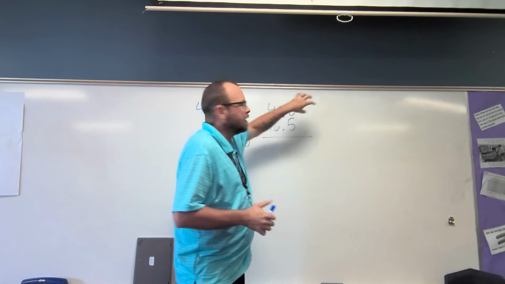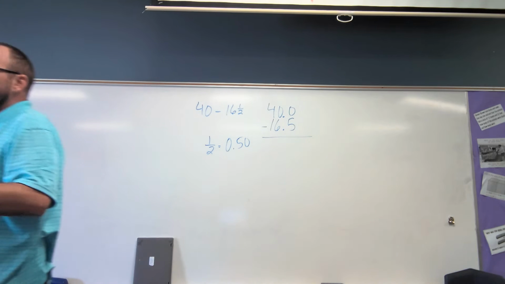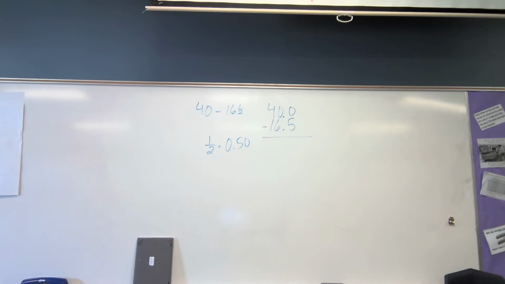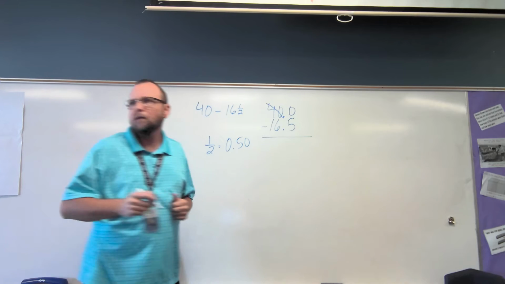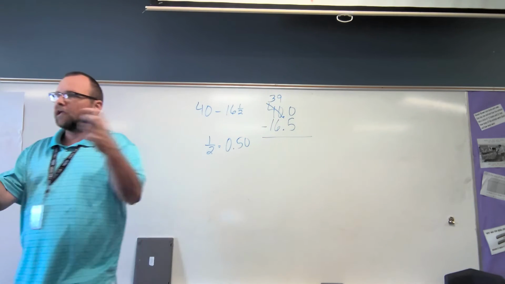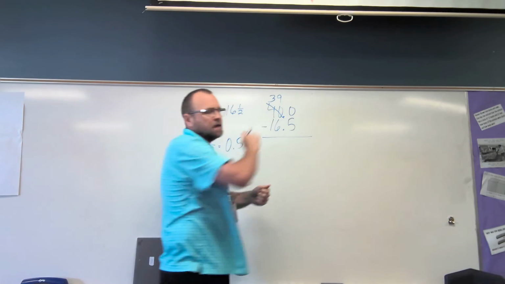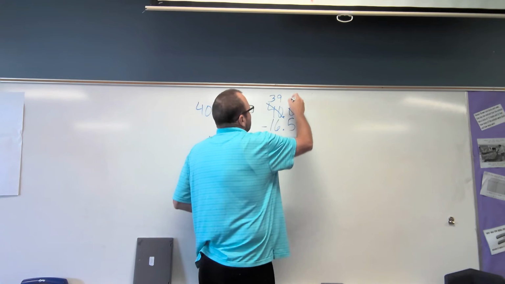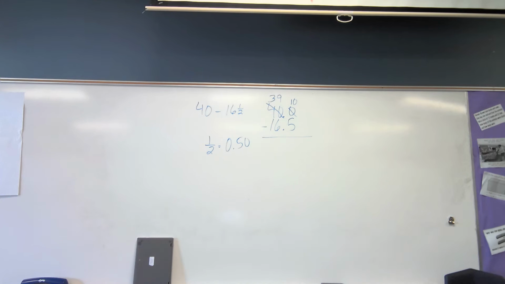Now I have 0 tenths, but I can't take 5 tenths away from nothing. So I have to take one of my whole numbers away. Instead of 40, I now have 39. I took that one whole and broke it into tenths, so this then becomes 10 tenths. And then it's just subtraction like you learned in 3rd grade.